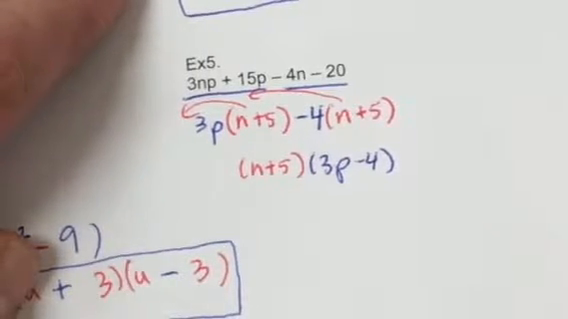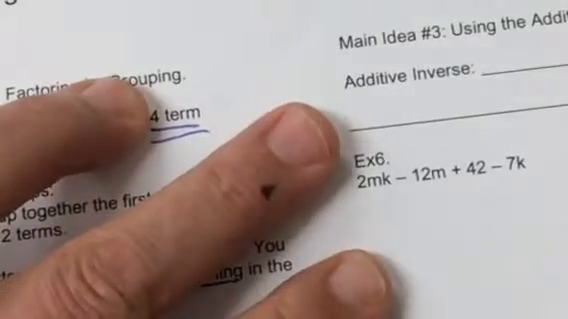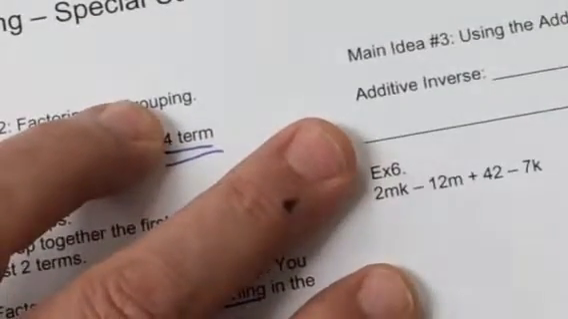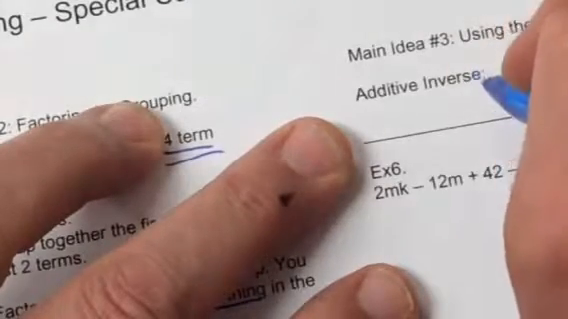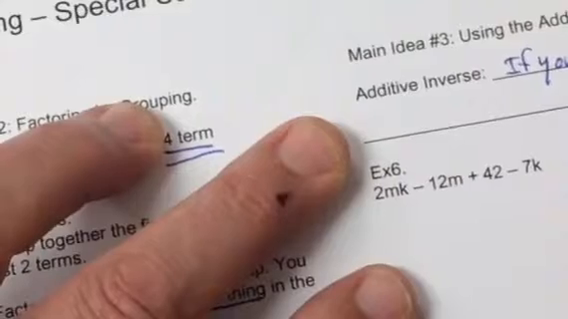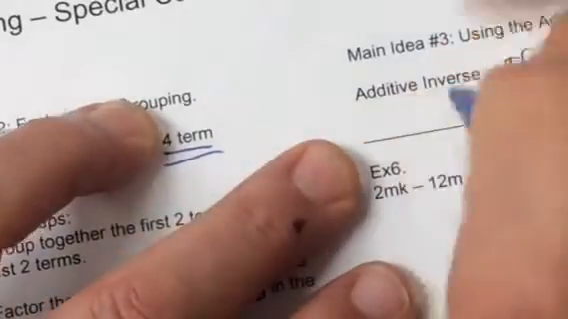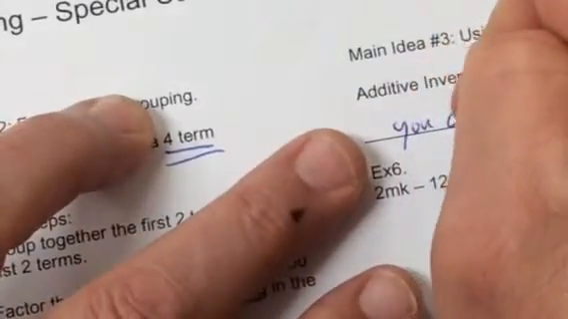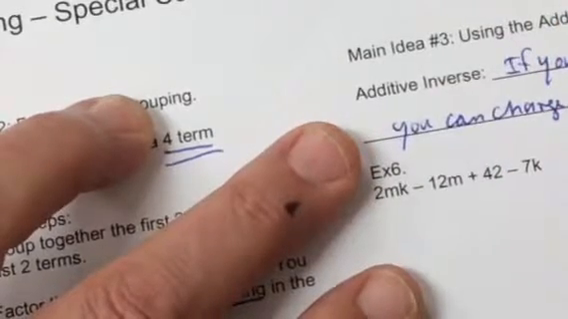Okay, let's jump to the very last main idea, which is basically the idea of the additive inverse. And so basically with this is if you factor out a negative 1, you can change the signs.